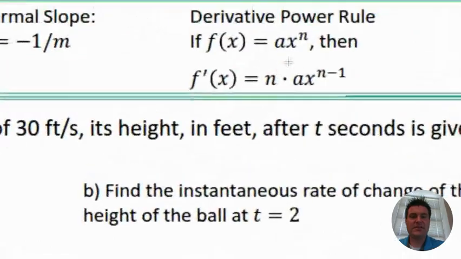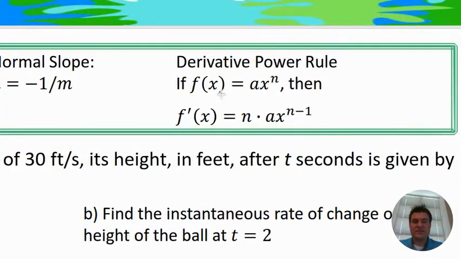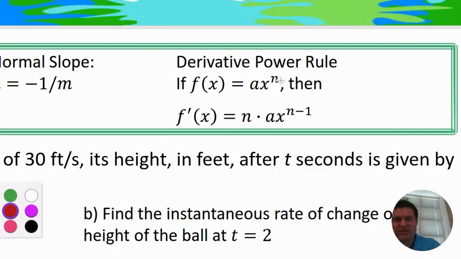And it's actually on the next page right here. It just says that if we have any function that's a times x to the n, then f prime is going to be, you just multiply that n out in front, so it's going to be n times a x to the n minus 1. So we just subtract 1. Okay, so I probably made that sound more confusing than it actually is.